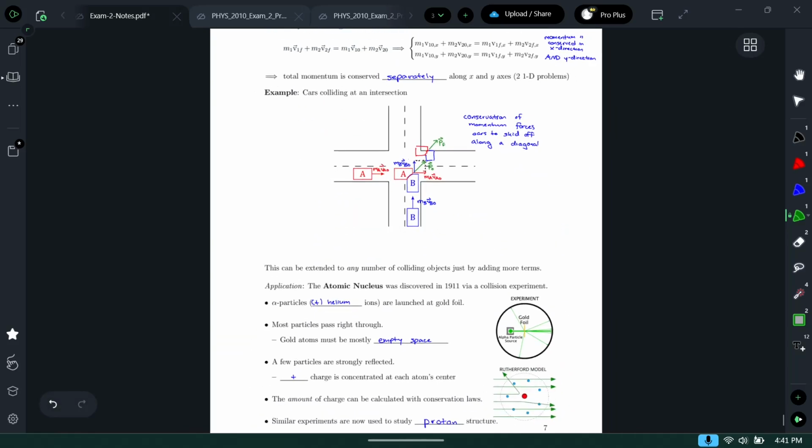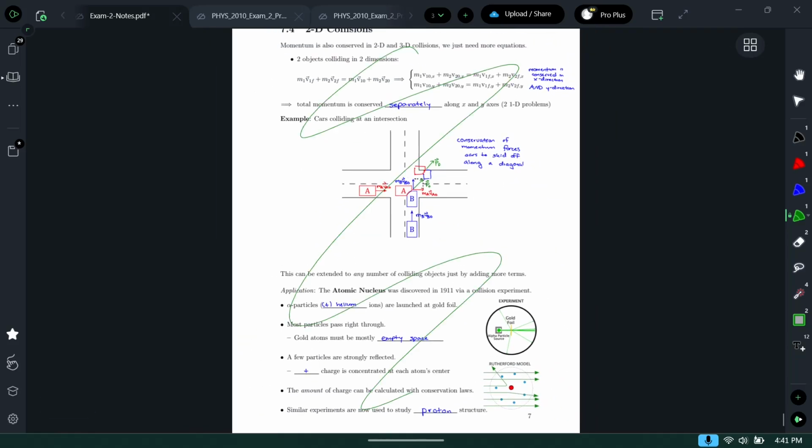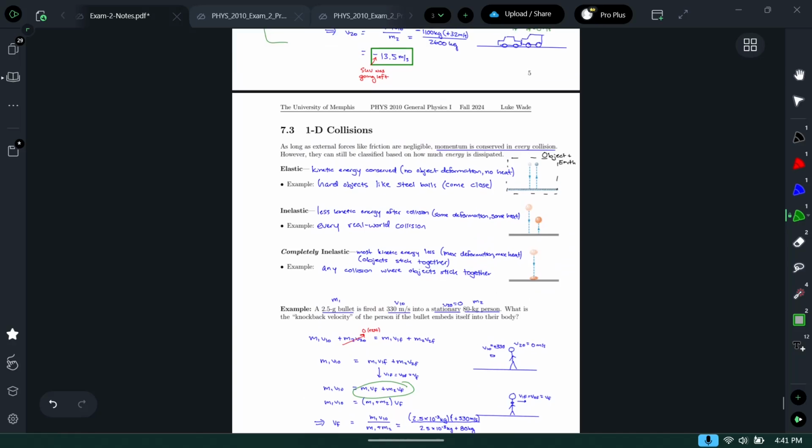But anyway, this last page is also not important for the exam. And one final thing is the distinction of different types of collisions. Elastic, inelastic, completely inelastic. What is the difference between them? And you could say that in terms of kinetic energy or in terms of heat, or for completely inelastic, that's the only one where they stick together.